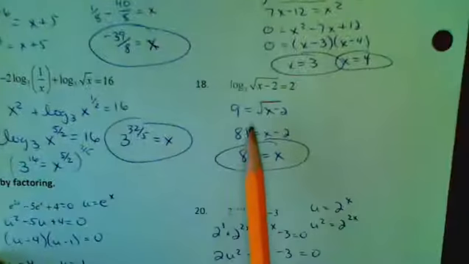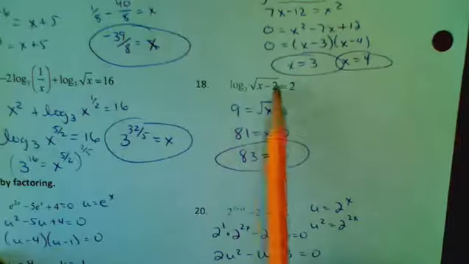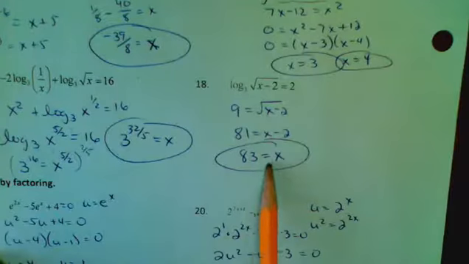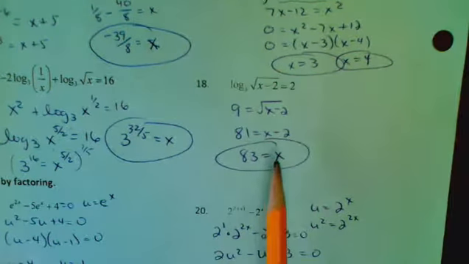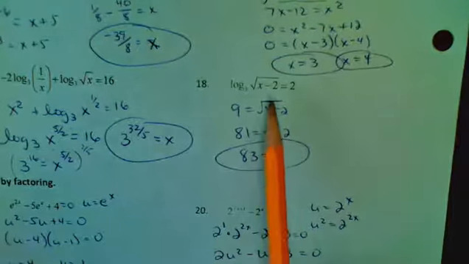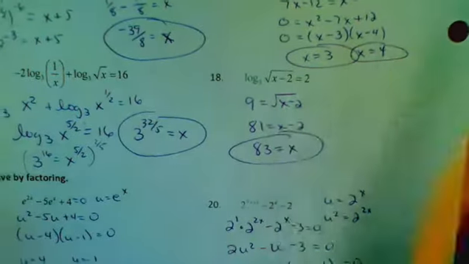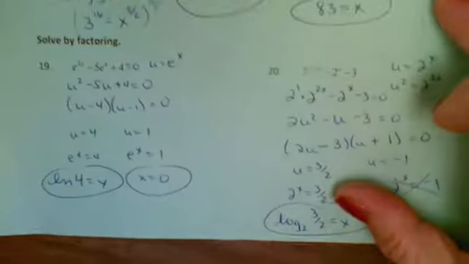And then 18, just put it in exponential. 3 squared equals the square root of x minus 2. And then to undo that, you have to square both sides and add 2. And again, you plug that back in and you're fine. It works.